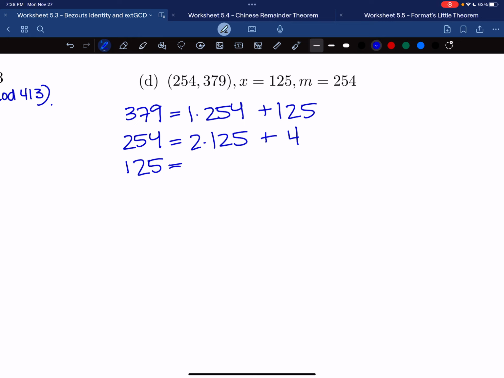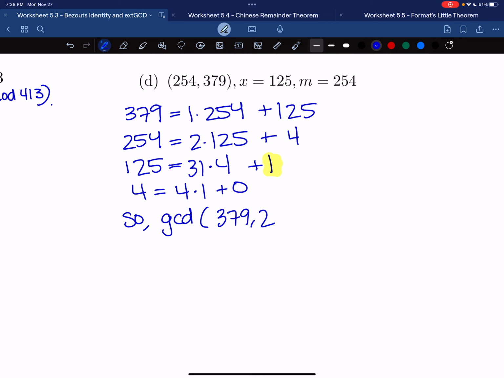125 is equal to a certain number of 4s in there. I can fit 31 of them, and I've got 1 left over. 4 is equal to 4 times 1 plus 0. So immediately that gives us the GCD of 1. We get a lot of practice with that. GCD of 379 and 254 is 1.